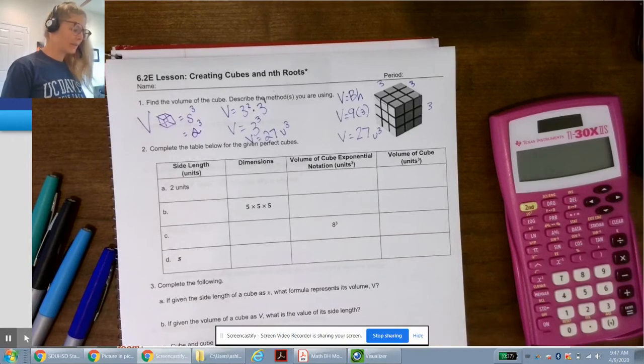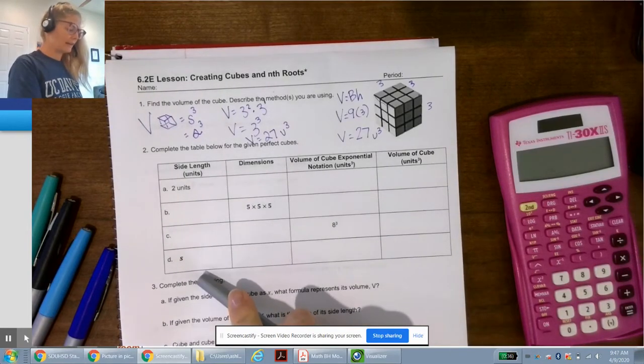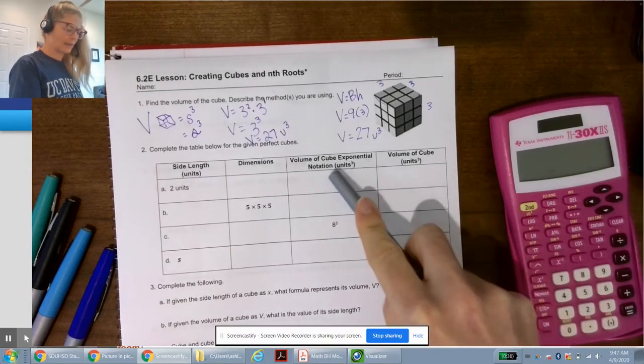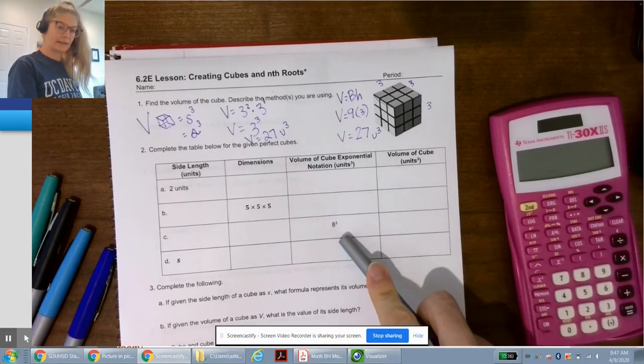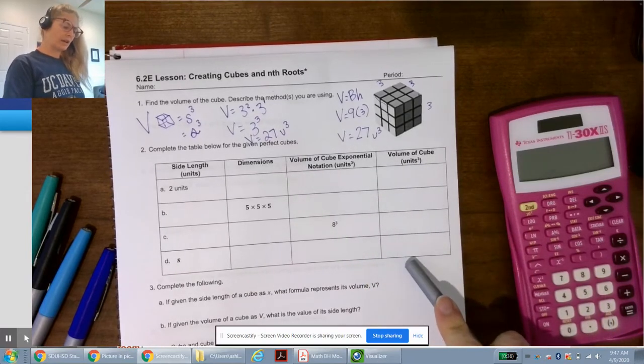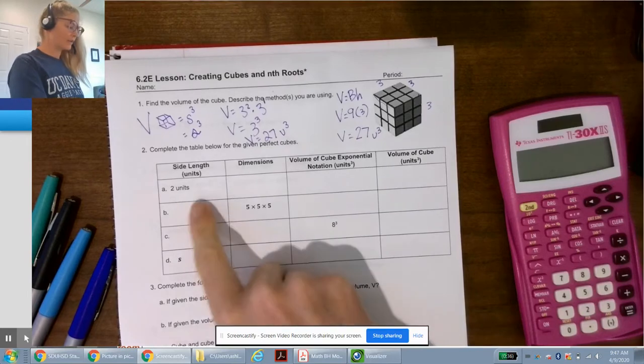So let's take a look at our next table. It says complete the table below for the given perfect cubes. Just like there's perfect squares, there's perfect cubes. So this is going to be our side length, this is going to be our dimensions, this is going to be the volume in exponential notation, so using an exponent, and then this is going to be the volume of our cube simplified.